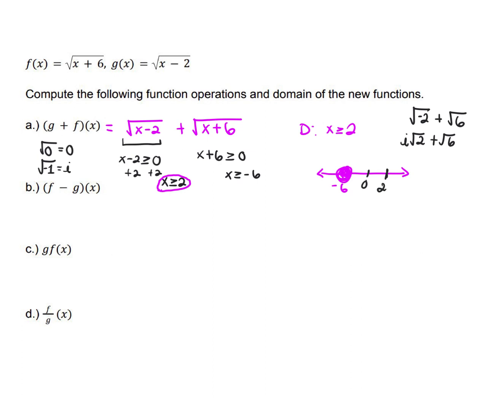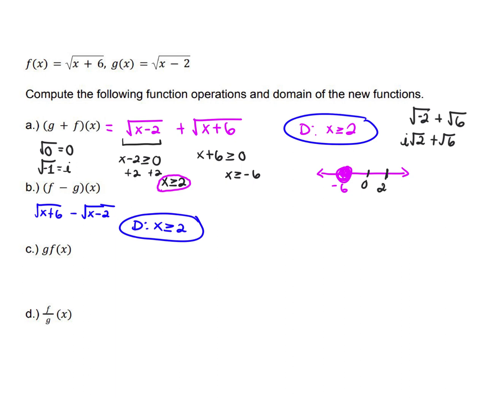Okay, so we have f minus g of x. So that's going to be the square root of x plus 6 minus the square root of x minus 2. And again, this domain's the same. It's going to be x has to be greater than or equal to 2 for the same argument we had before.